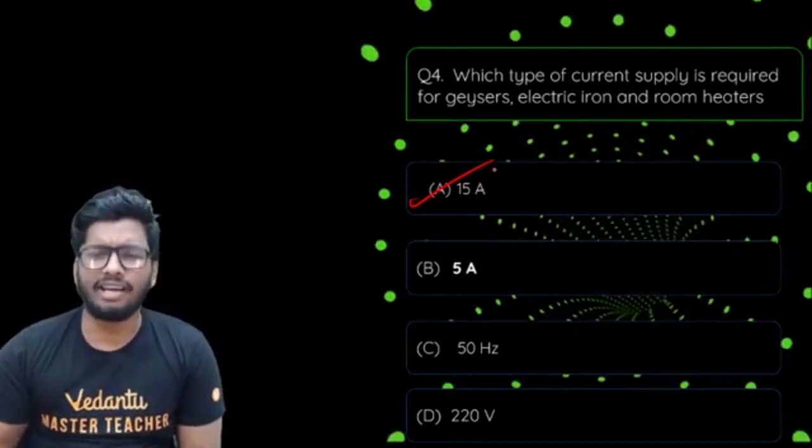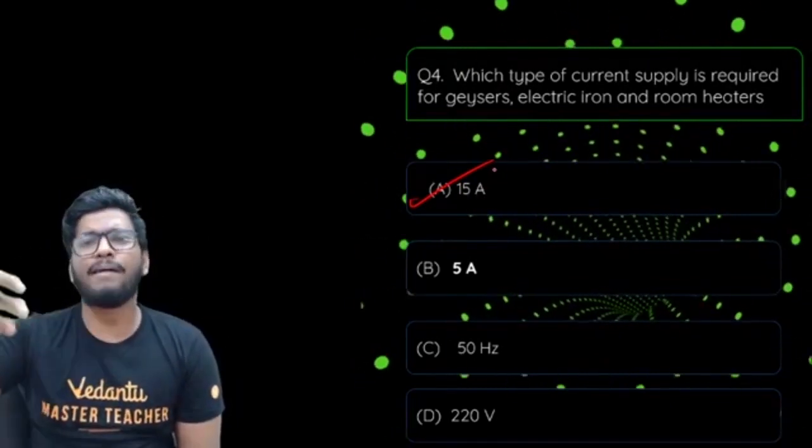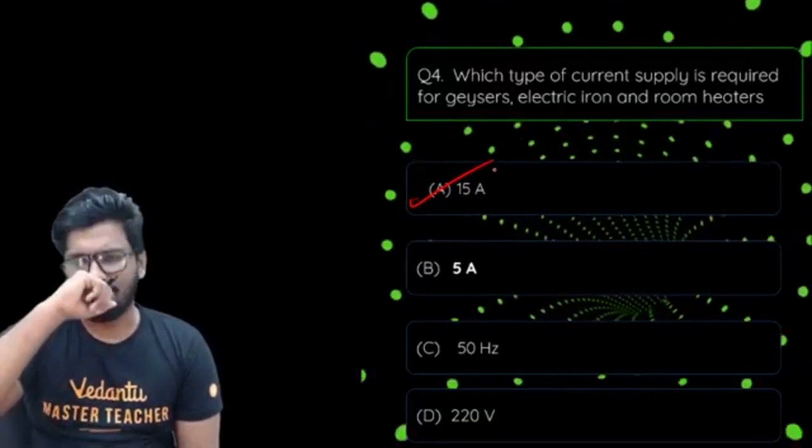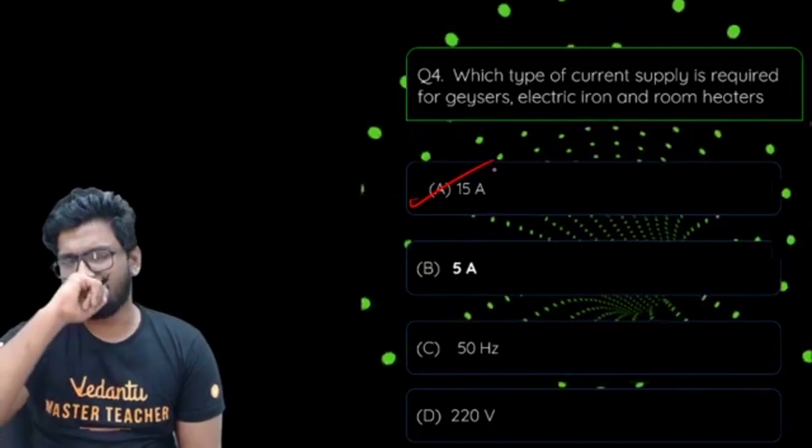it requires at least 15 amperes, because they are high power consumption electrical devices, like geysers, electric iron, and room heaters. They all work on the same thing. That's why they need the 15 amperes one, right?